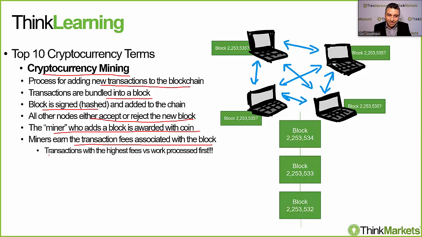Okay, and here's the kicker: transactions with the highest fees versus the work are processed first. Each transaction has a size or amount of information associated with it. And of course, miners will then weigh up the fee against the size of that information and the work that needs to be done to bundle that in. And unfortunately, if you want to get your transaction out of that mempool into the blockchain and therefore processed, you will need to attach a fee.